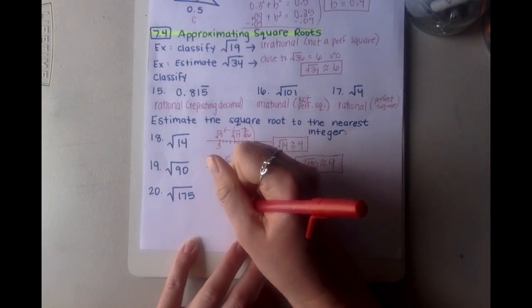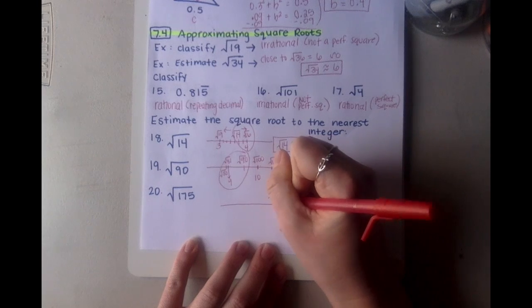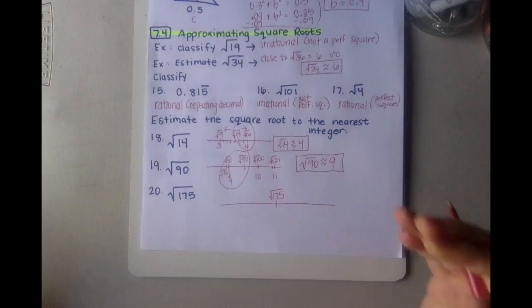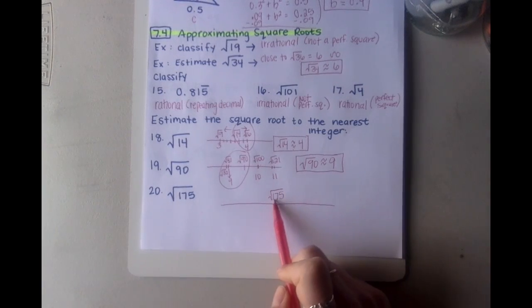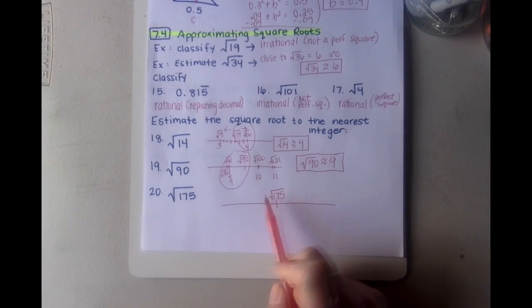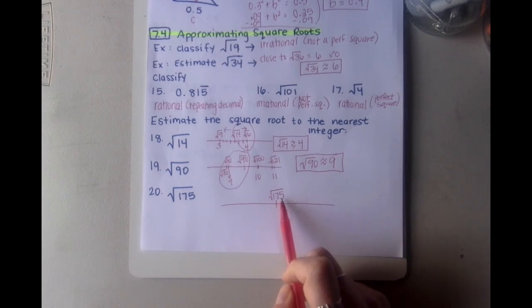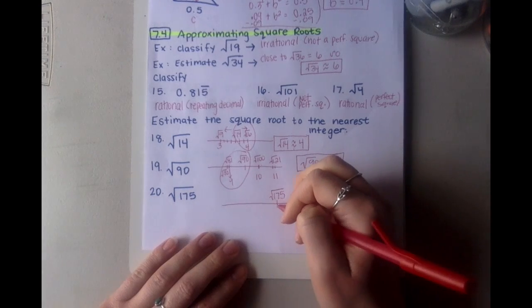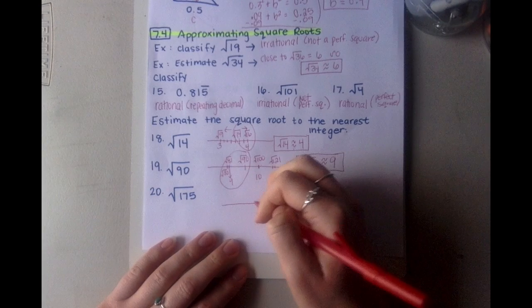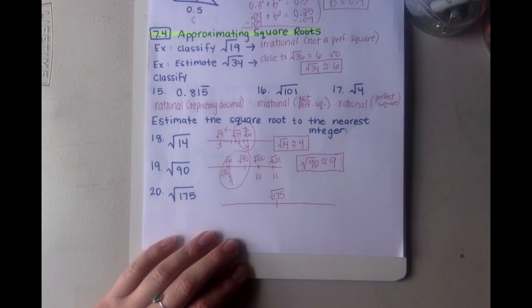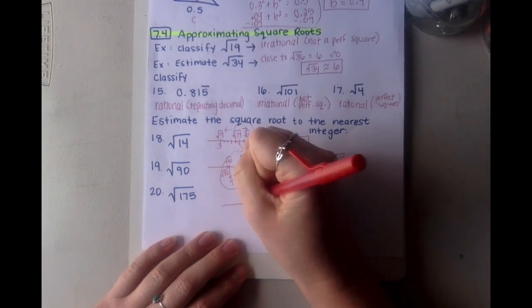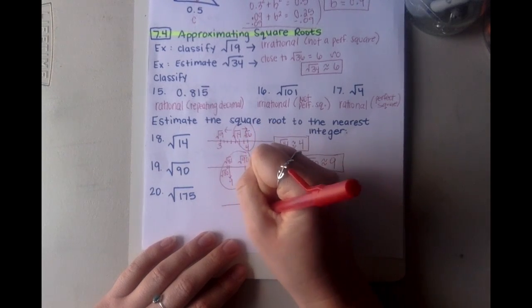And our last one I have, here's the square root of 175. You can even take out your cheat sheet and just look right there and say, 175 is in between which two perfect squares? So this one I know the closest one is going to be 13, because I know 13 times 13 is 169. So the square root of 169 is 13.